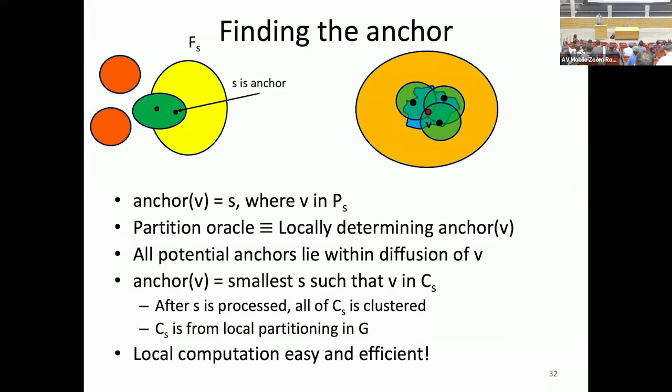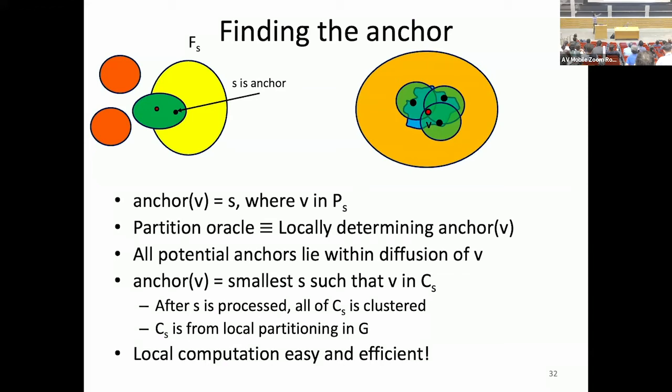Okay, but where's the catch? So that's it. Why am I not done here with the partition oracle? I've given you a way in which I can partition all the vertices into pieces that are actually of small size. Exactly. So I haven't bounded the number of cut edges.